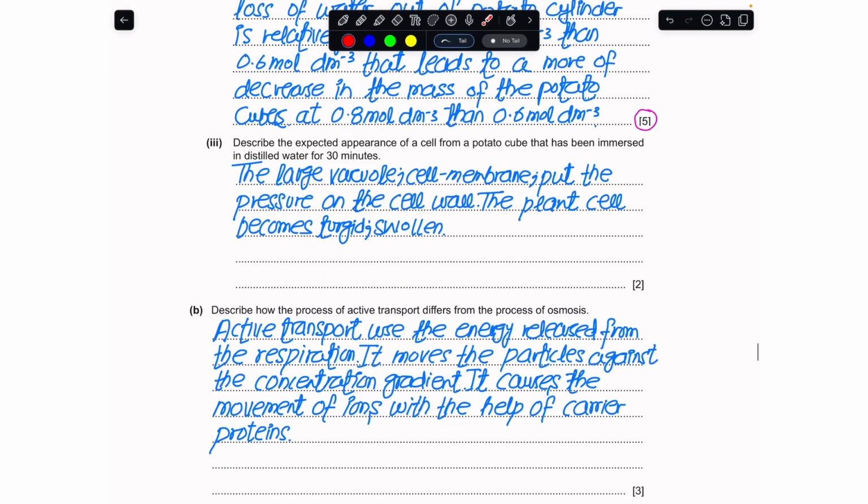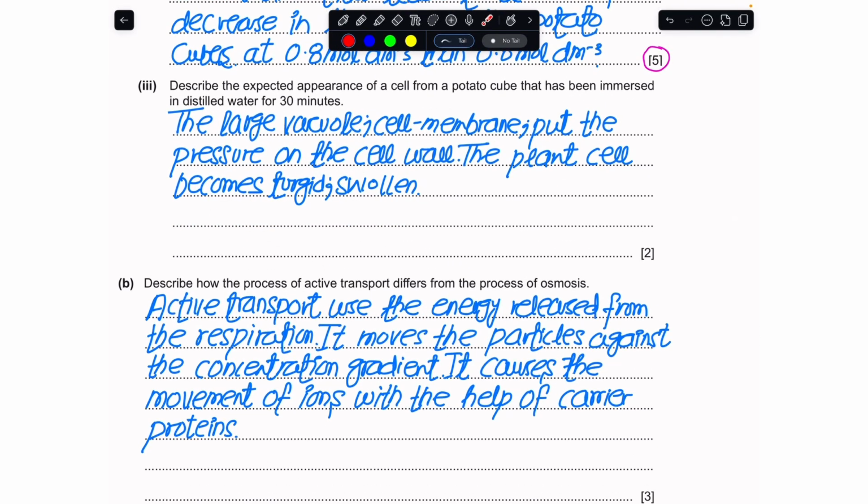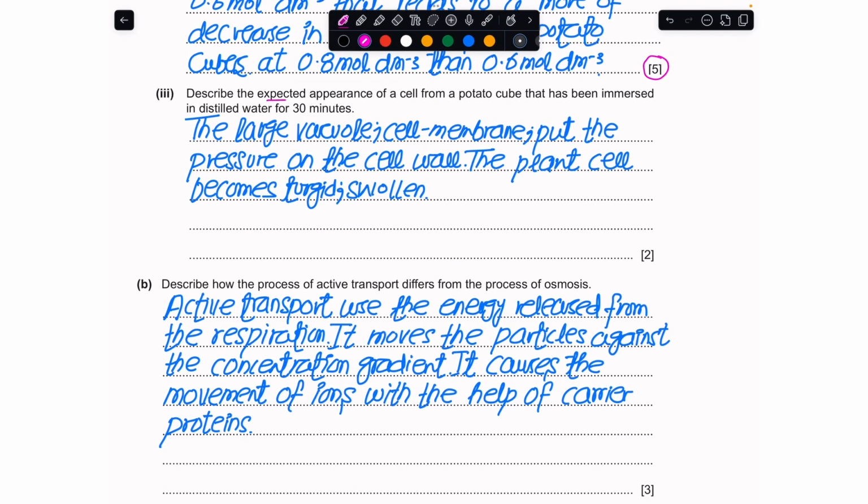Now, moving onward for the total of 2 marks, they say that we are required to describe the expected appearance of the cell from the potato cube that has been immersed in distilled water for a total of 30 minutes. So if I place the potato cubes in distilled water, the water would enter into their large vacuole. So their large vacuole or the cell membrane would increase in size, and for sure they would put pressure on the cell wall, and the plant cells would become turgid or swollen. Like we were required to write the appearance, not the mechanism.